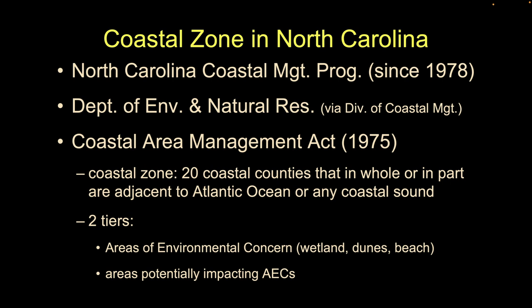What we would call the primary coastal zone, or the areas of environmental concern, is built around landscape and ecosystem elements, so dunes, beaches, things like that. And then they have the second tier, the area that is adjacent to that area but has a potentially strong influence on it. Either it's causing some serious problems, or we need to make sure that area stays well managed to avoid problems. Those are called areas potentially impacting the area of environmental concern.